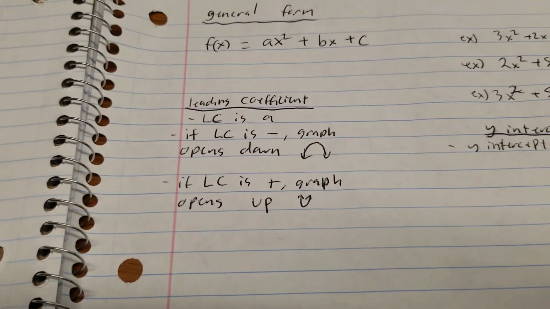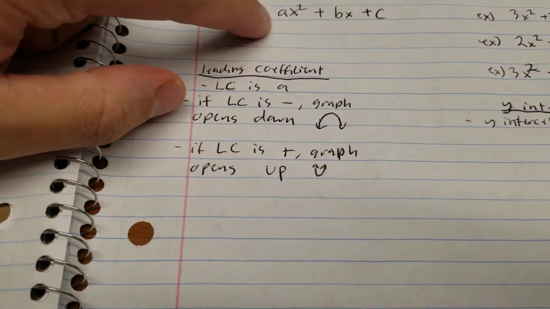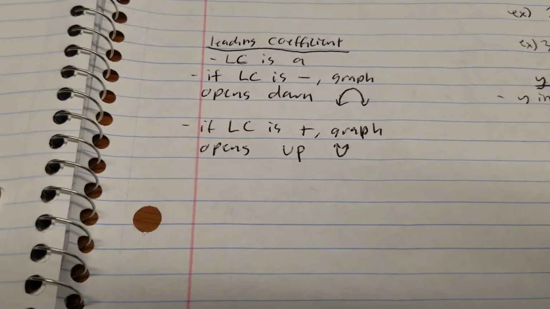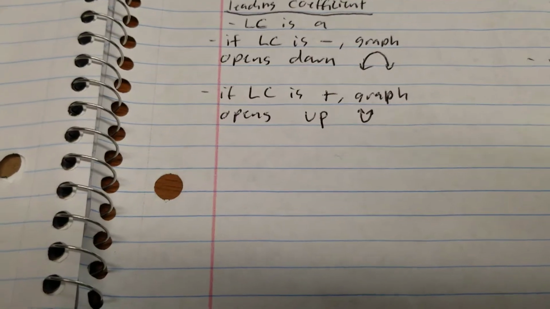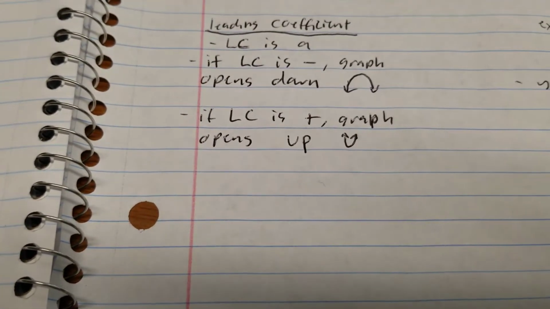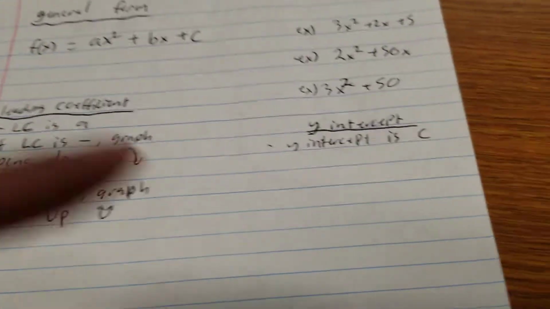So we talked about leading coefficient and how it affects things. Well, if the leading coefficient is negative, meaning if that a is negative, then the graph opens downwards and has a maximum, and if the leading coefficient is positive, it opens upwards and has a minimum there. Someone said positive means happy, and that looks like a smiley face, so it's a good way to remember it.